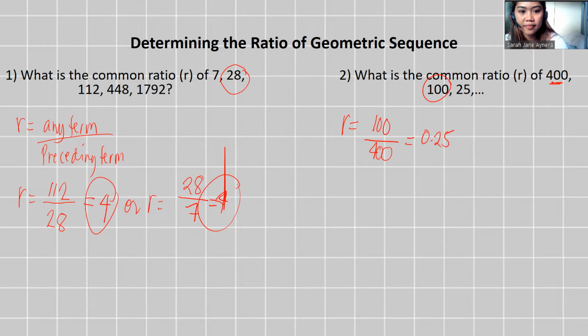Or as a fraction, this is equal to 1/4. You can also choose 25 to get r. 25 divided by its preceding term, which is 100. So 25 over 100 is equal to 1/4 or 0.25. They are just the same.